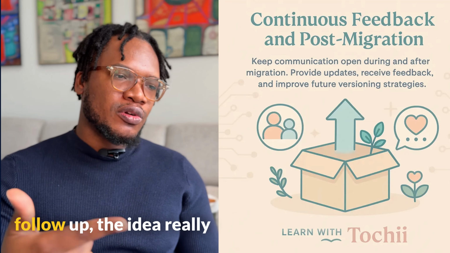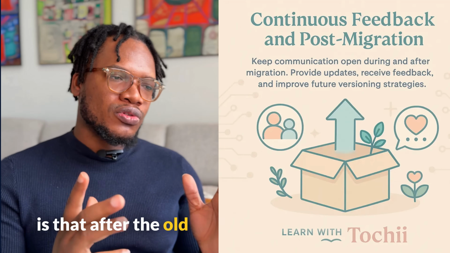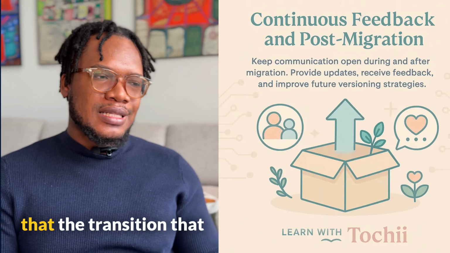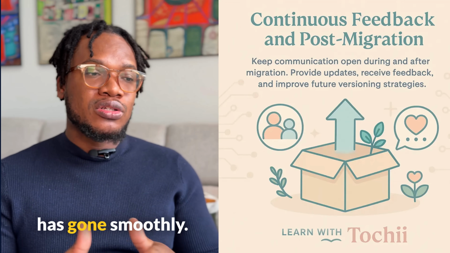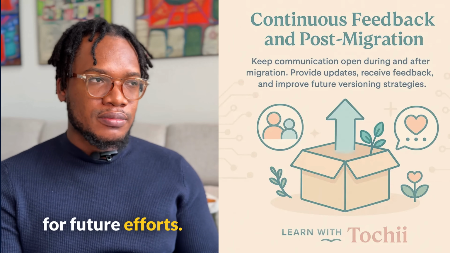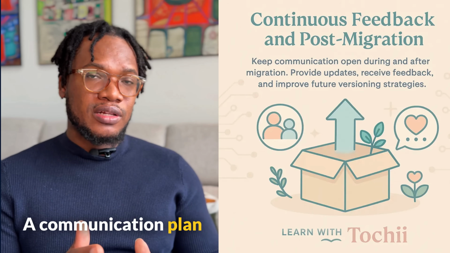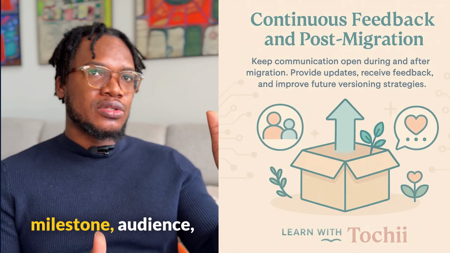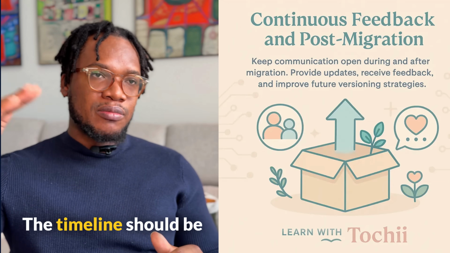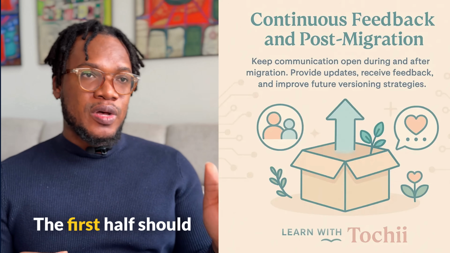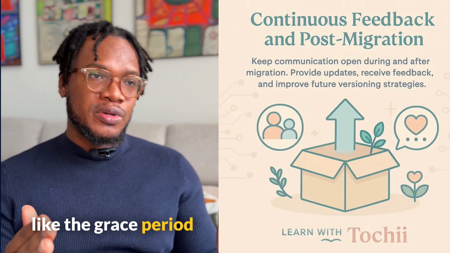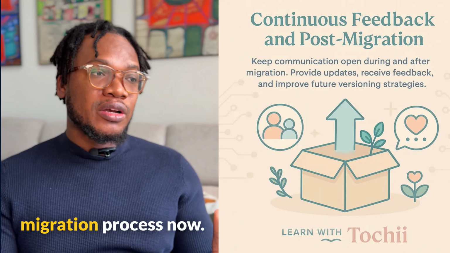Now, on post migration follow up, the idea really is that after the old version is deprecated, follow up with your stakeholders to ensure that the transition has gone smoothly. You want to address residual issues and collect feedback for future efforts. The communication plan for API versioning includes the milestone, audience, comms channel, message, and timeline. The timeline should be 6 to 12 months. The first part should be before the new API version is released, and the second is more like the grace period, whereby you are managing this entire migration process.